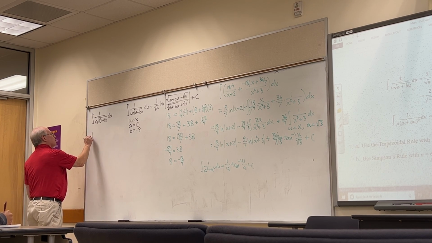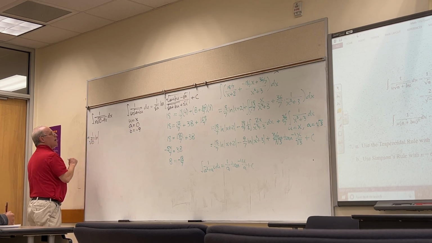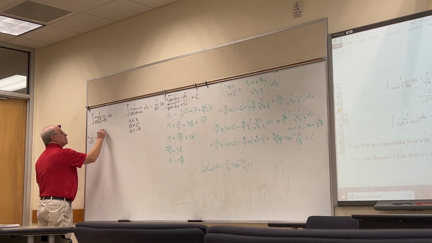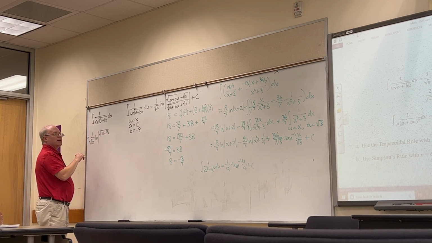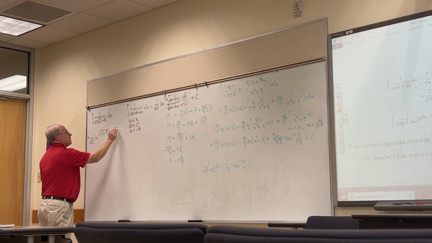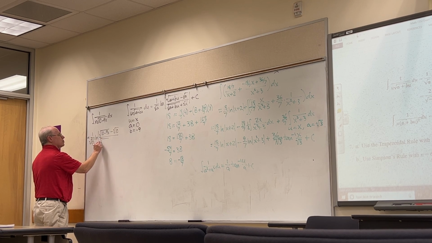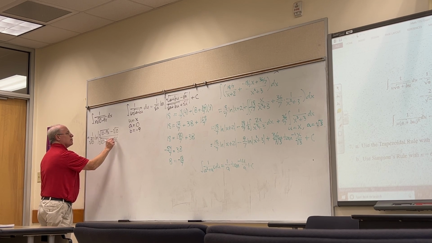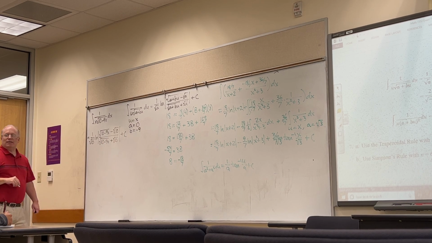1 over square root of 10, times ln, natural log, absolute value of, 10 plus negative 9x, so it's going to be the square root of 10 minus 9x, minus square root of 10, over the same thing as the top but with a plus: square root of 10 minus 9x, plus square root of 10. And then plus c at the end.